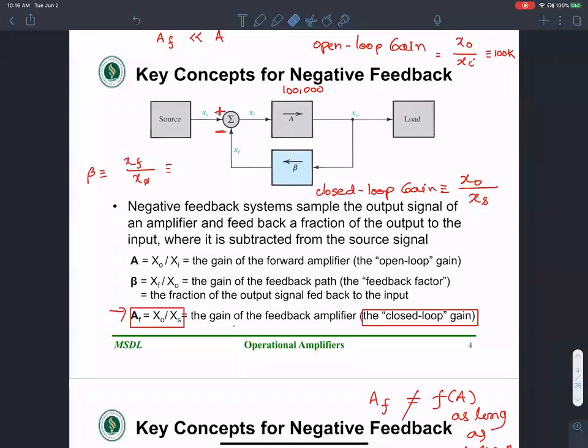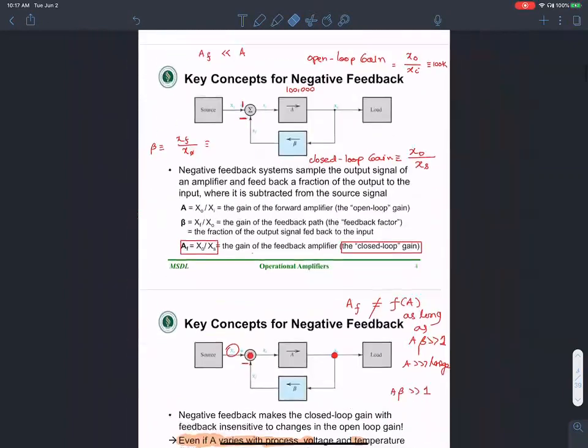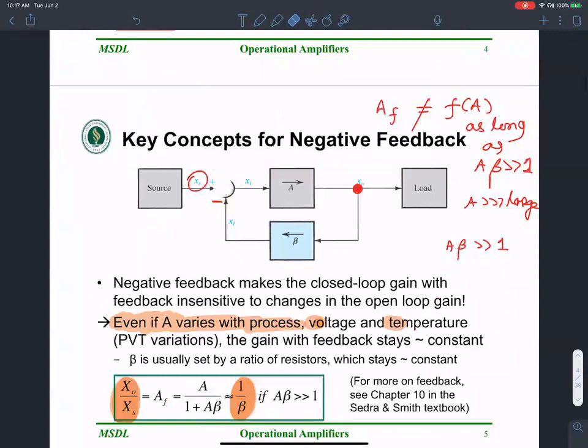So we define the open loop gain, which is from xi to x0. And then we also define the closed loop gain, which is much smaller, xs to x0. And then we define the feedback factor, which is a fraction of xs over x0, the amount of signal fed back compared to the amount that's at the output. So there are different types of gains. We looked at the key concepts that are related to negative feedback.